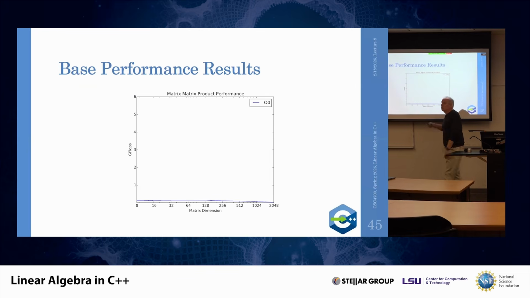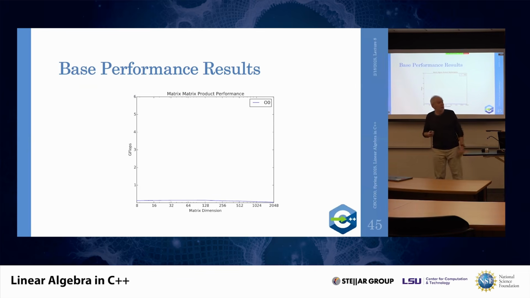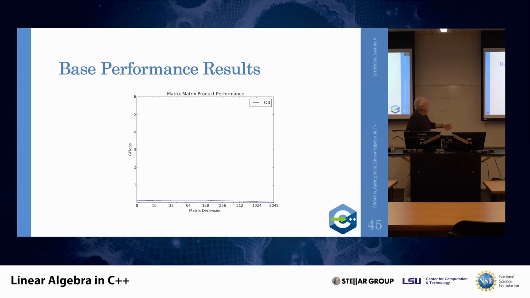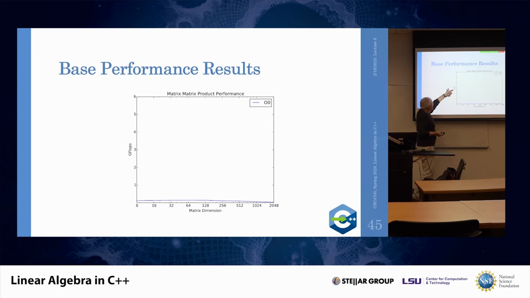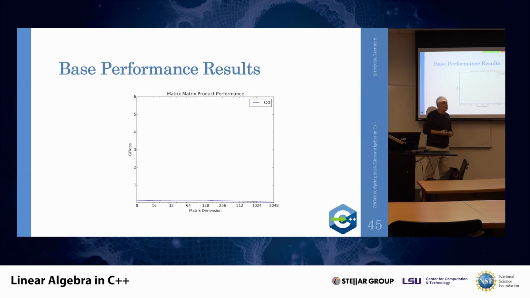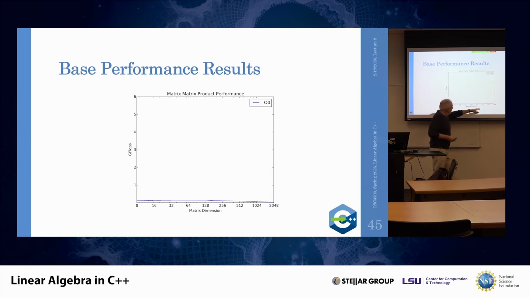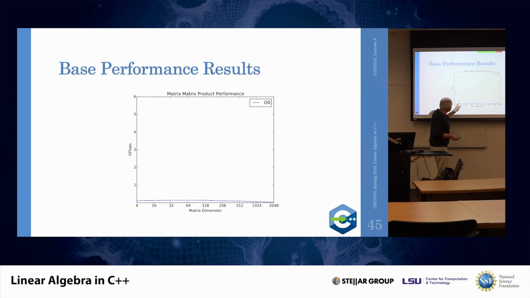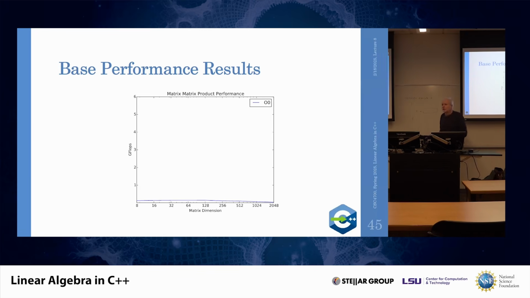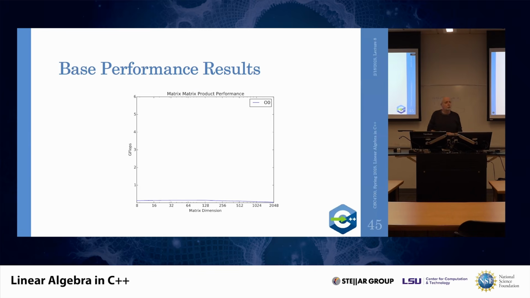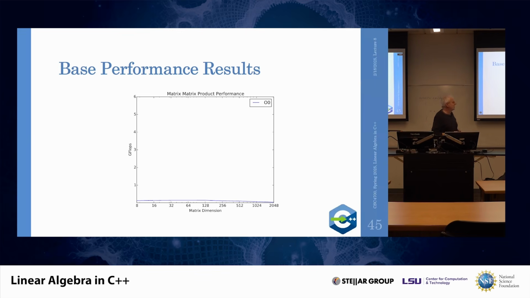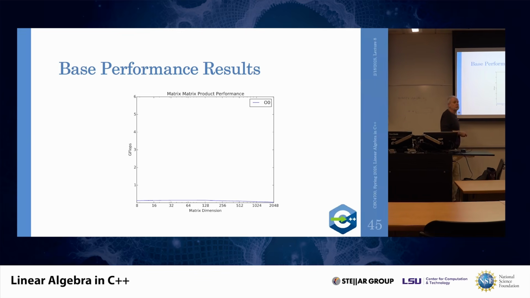What does our code produce? Our code produces a graph like this. On the y-axis, we have the gigaflop per second, and on the x-axis, we have the matrix dimensions, from small matrices to very large matrices. As we see, this code doesn't perform very well, but it doesn't perform very well uniformly. No matter what the matrix size is, it gives essentially the same amount of floating point operations per second.